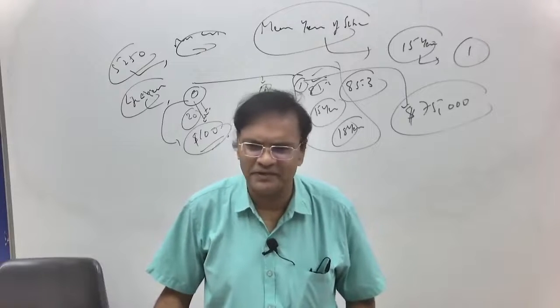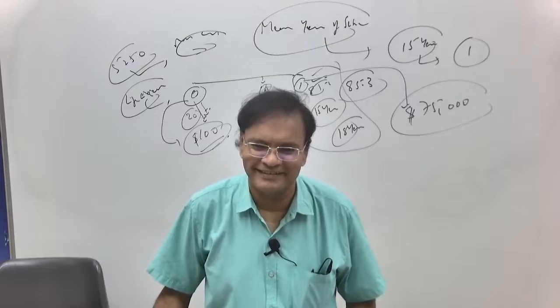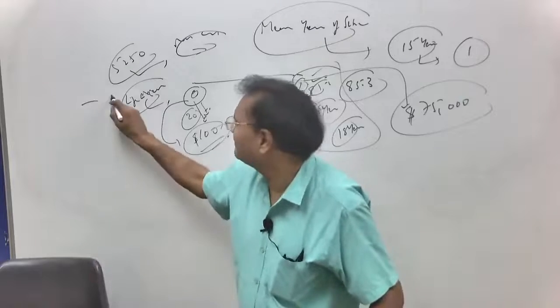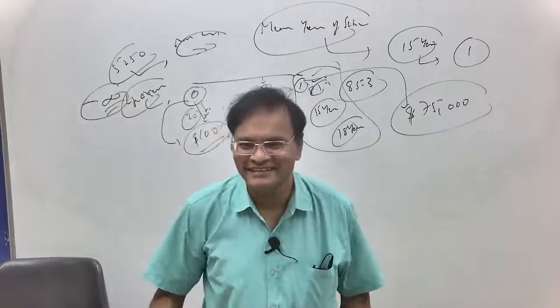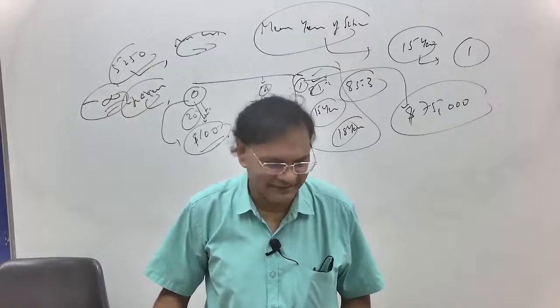For example, take the case of Bihar, right? It will be minus infinity, right? Minus infinity. That is how they calculate it.